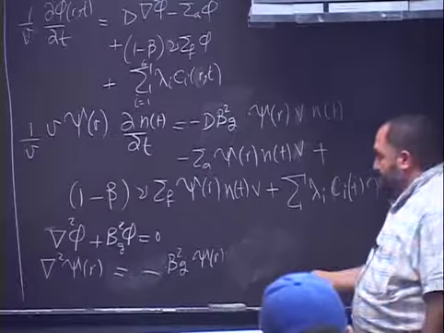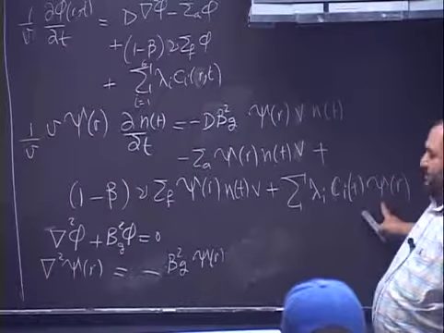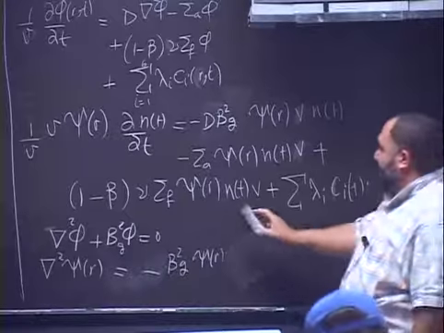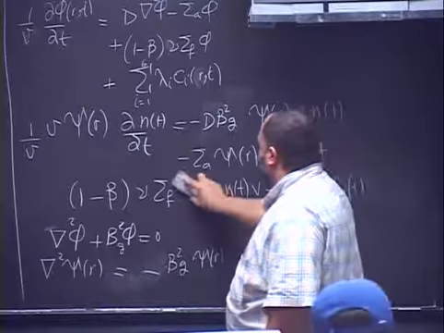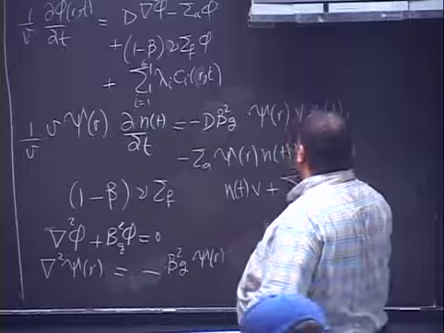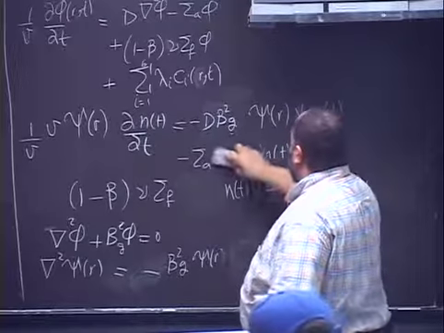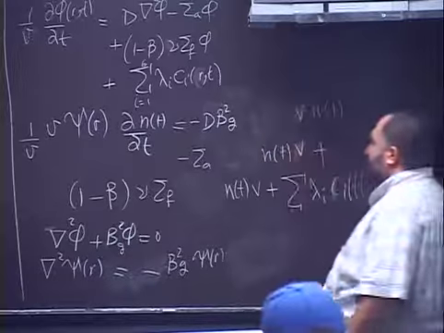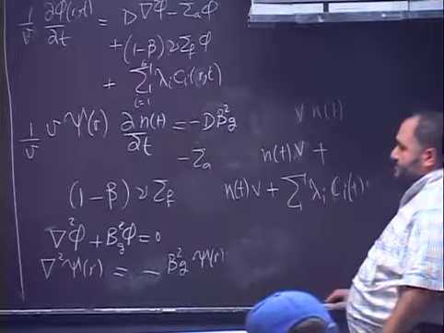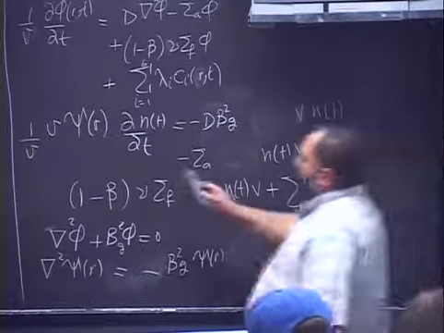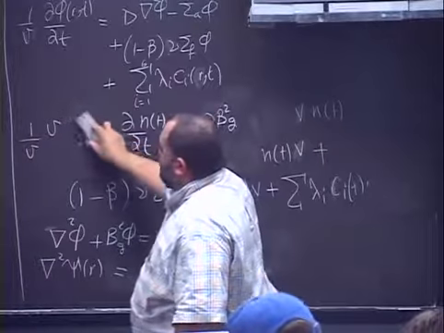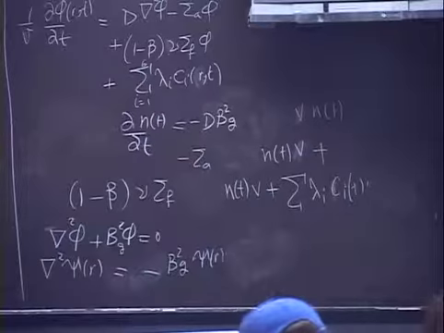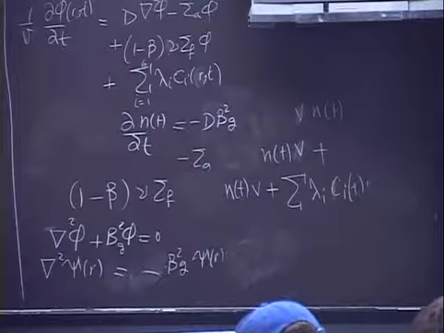Here is psi of r, which does not depend on i, so I can take it. Here is psi of r, I can cancel it. Here is psi of r, I can cancel it. Here is psi of r, I can cancel it. Yes, guys? And here is psi of r, I can cancel it, and V will cancel with V. So somebody has to help me in writing down what we have right now.